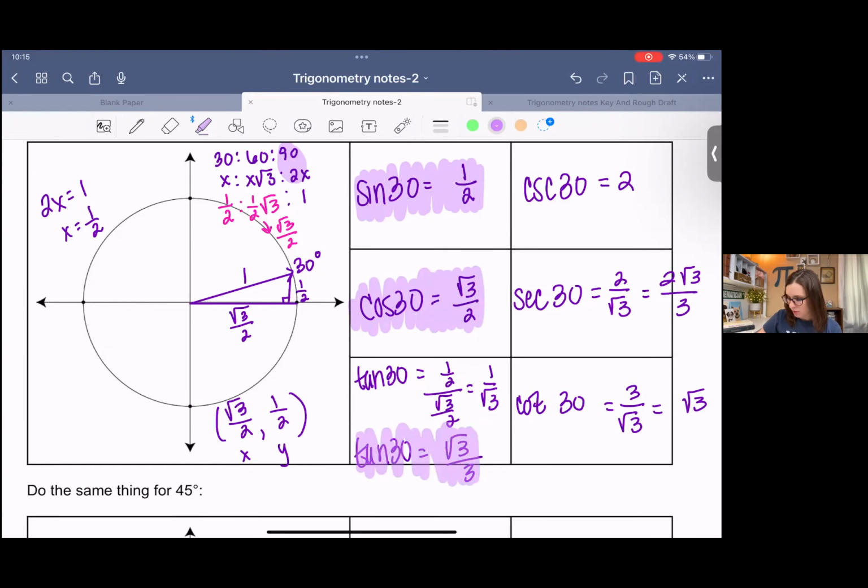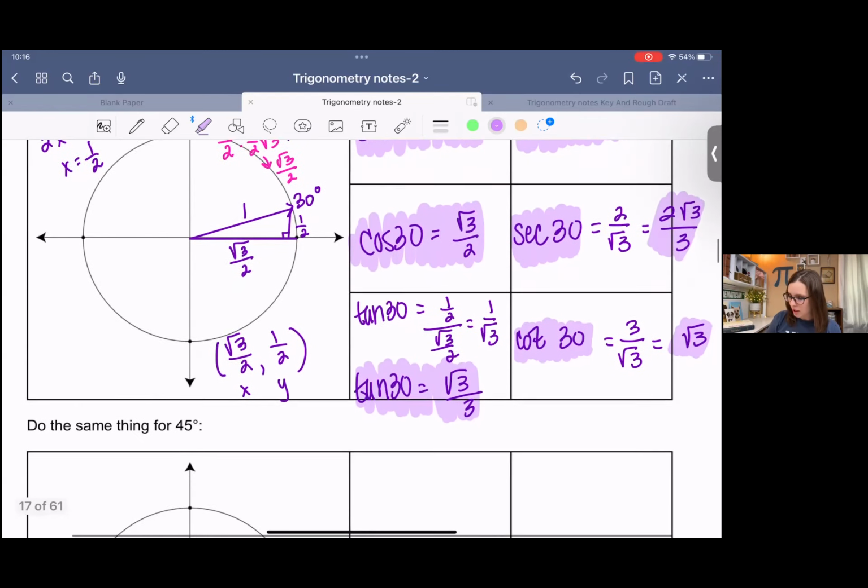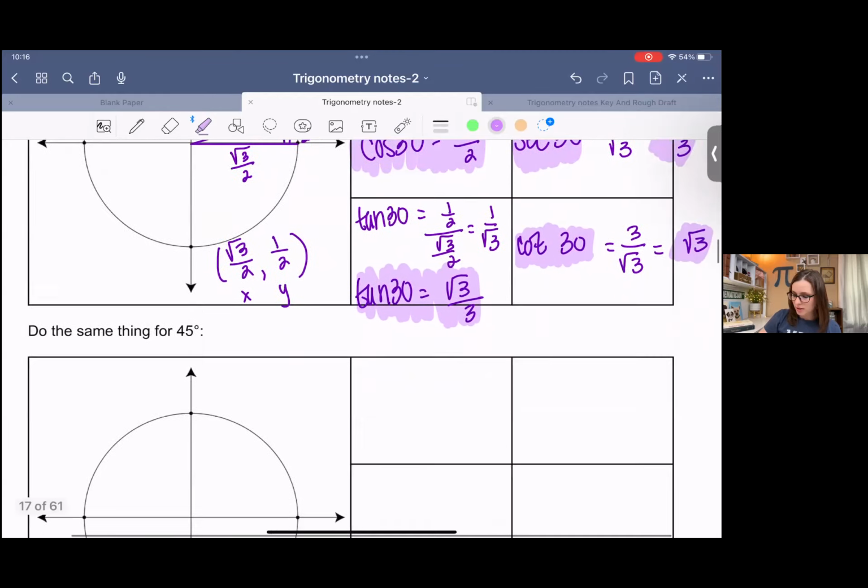And these are important. You're going to want to keep these in mind throughout trigonometry. It doesn't go away. Once you use it a lot, you'll probably just start to kind of memorize these. I never want to promote just rote memorization. I'd rather you know where they come from, which is why we're going through this exercise. All right, let's do the same thing for 45 degrees.